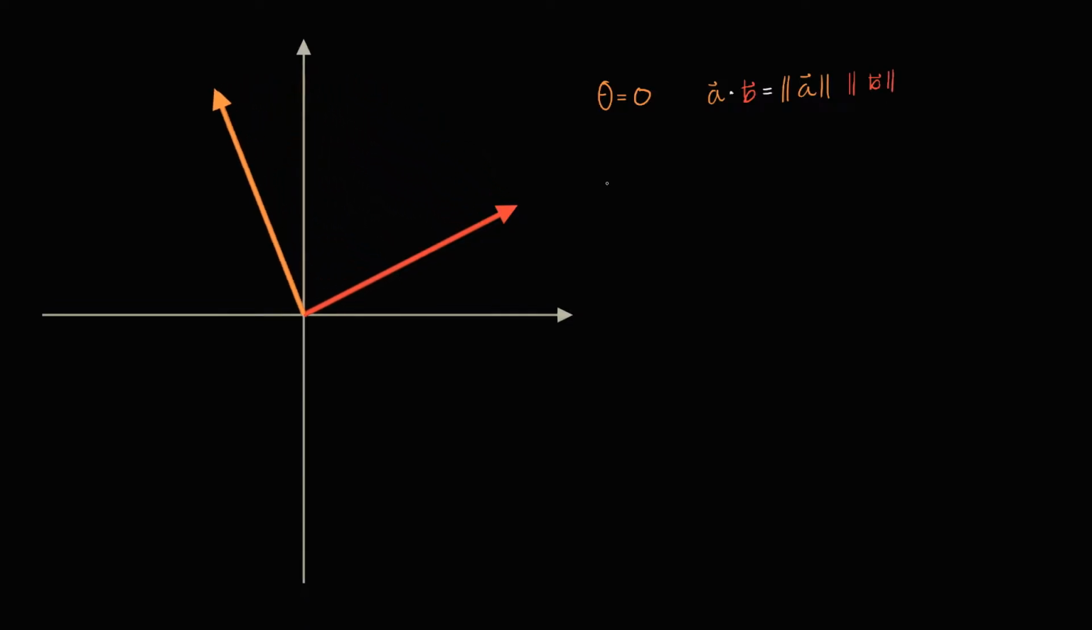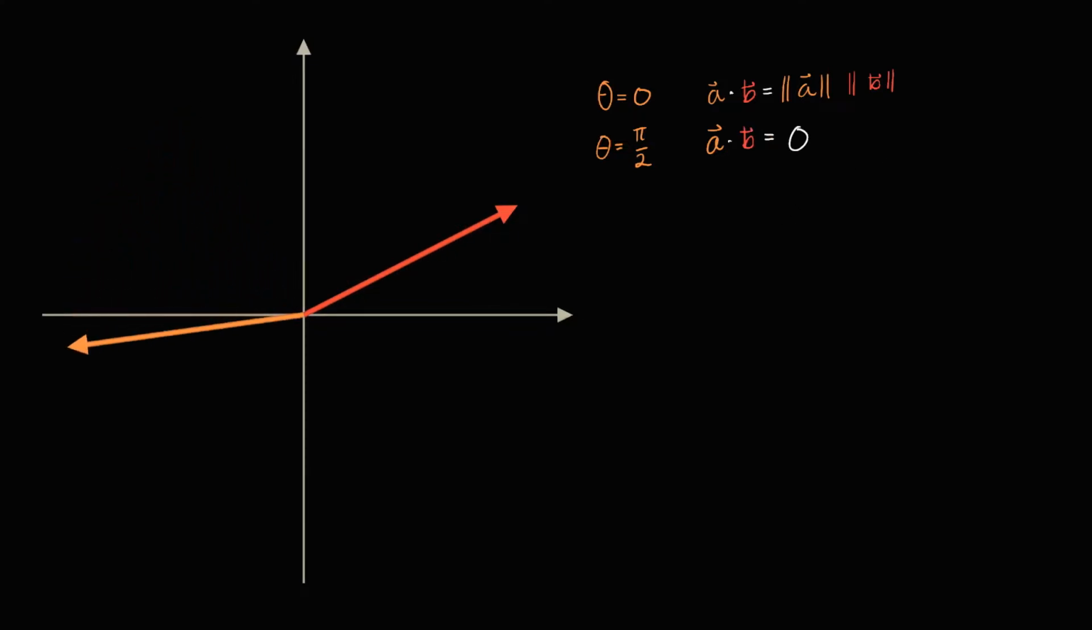What happens when the two vectors are perpendicular? Well then, the angle between them is going to be equal to pi on 2. The dot product measures how in line two vectors are. If they're perpendicular, then they're not pointing in the same direction at all. They're as far away from each other as they can be. So in this case, the dot product is going to be equal to 0.